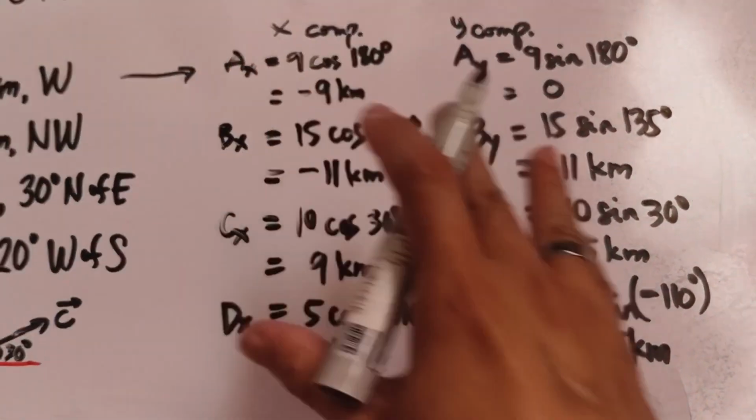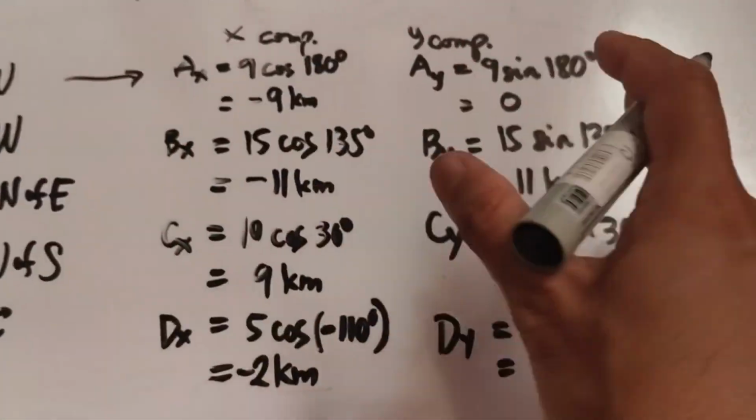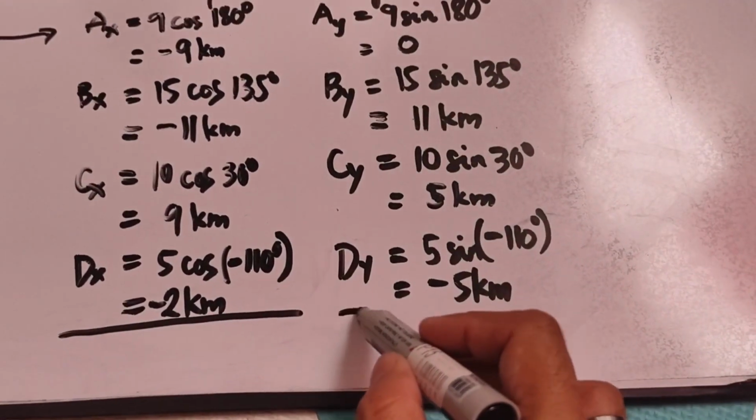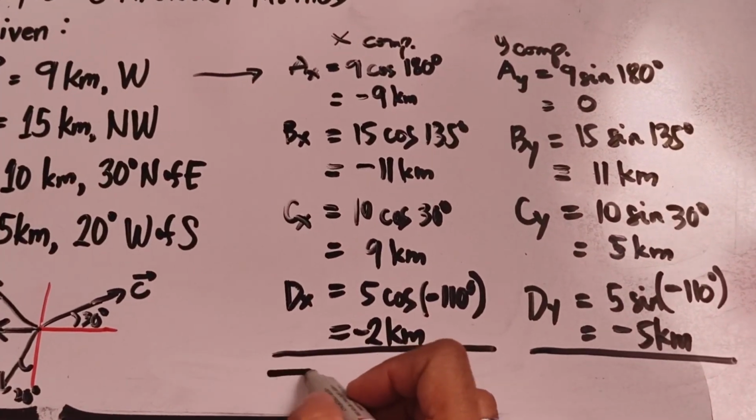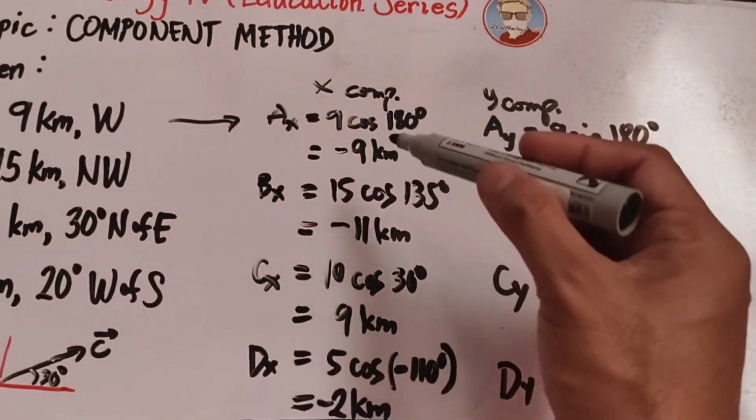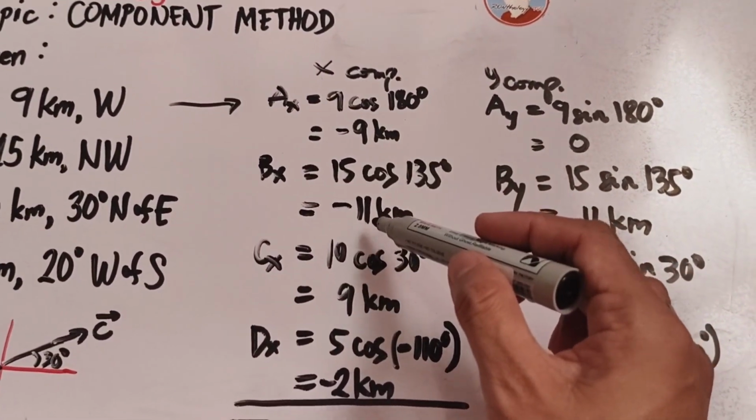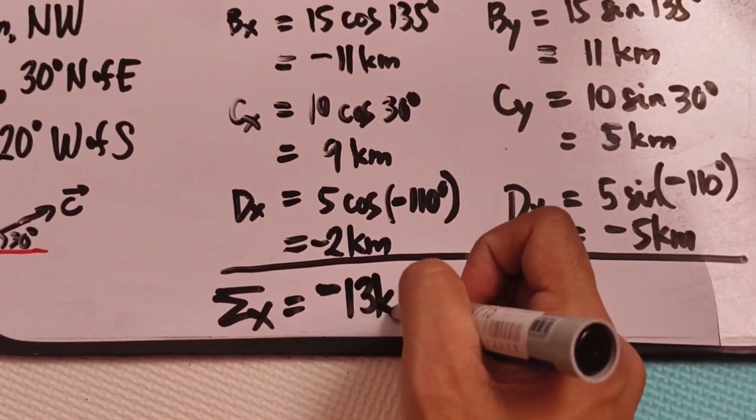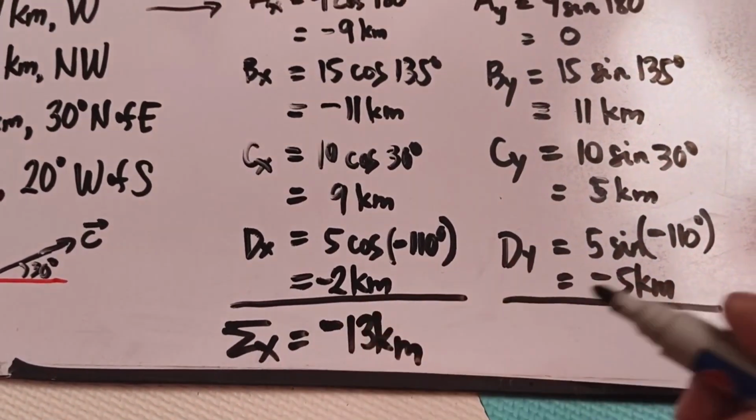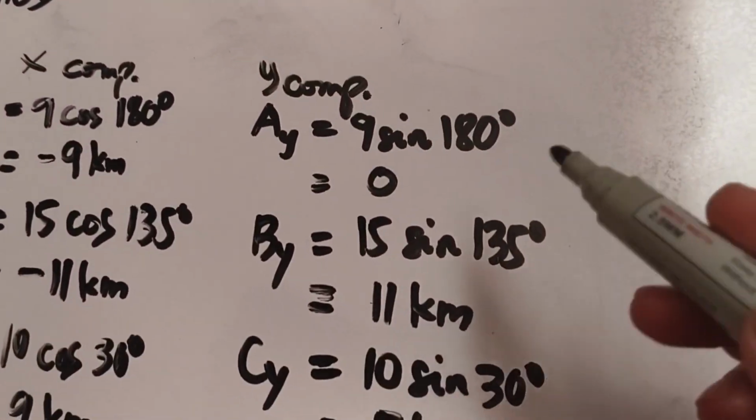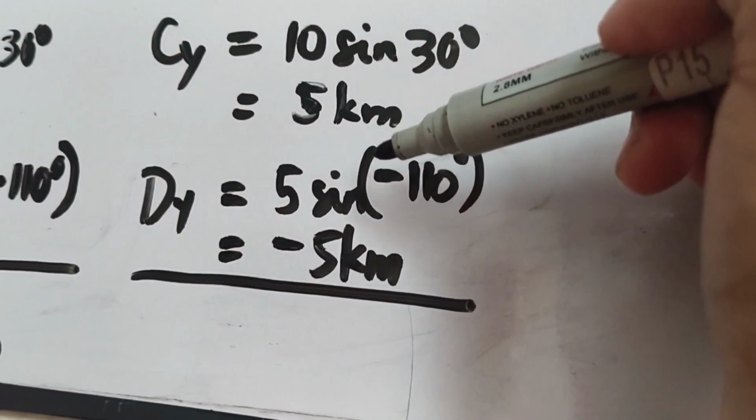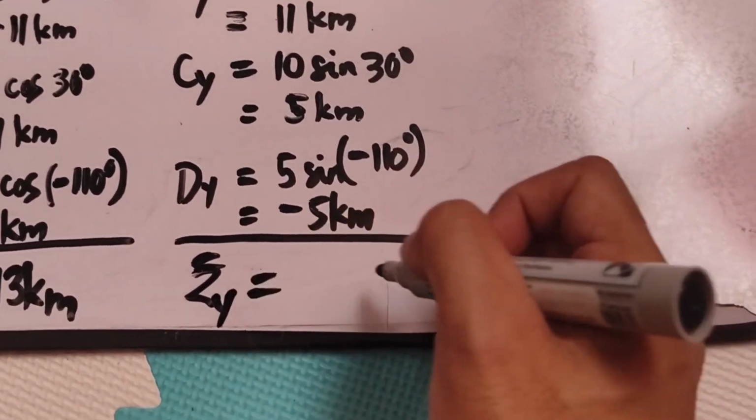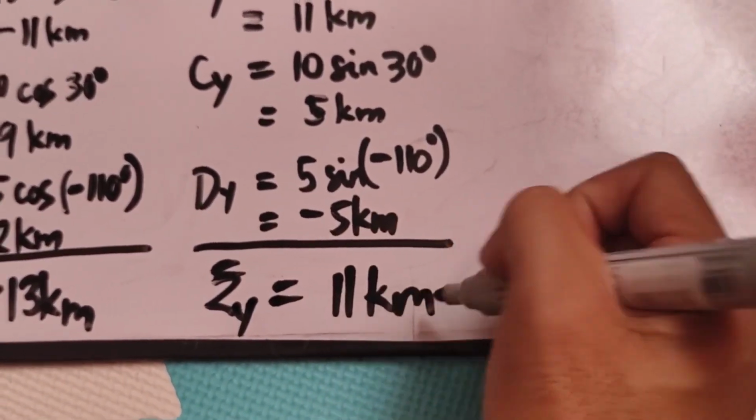Alright, so after calculating all the components, x and y components of each vector, the next step is to get the summation of the x component and y component. So for the x component, the summation of x is equal to negative 9 plus 9 is 0, negative 11 minus 2 is negative 13 kilometers. So this is the summation of our x components. For the y component, we have 0 plus 11 plus 5 minus 5. So the answer for the summation of y is positive 11 kilometers.